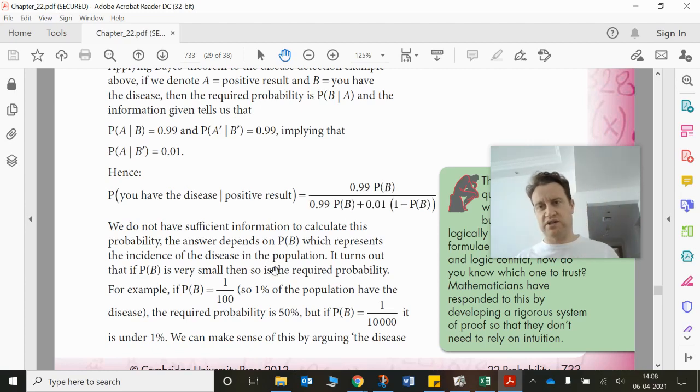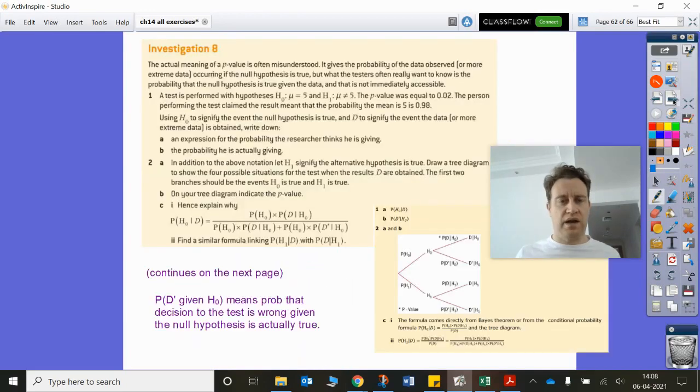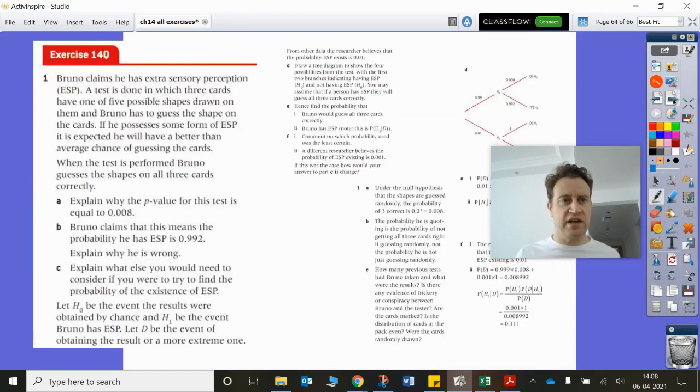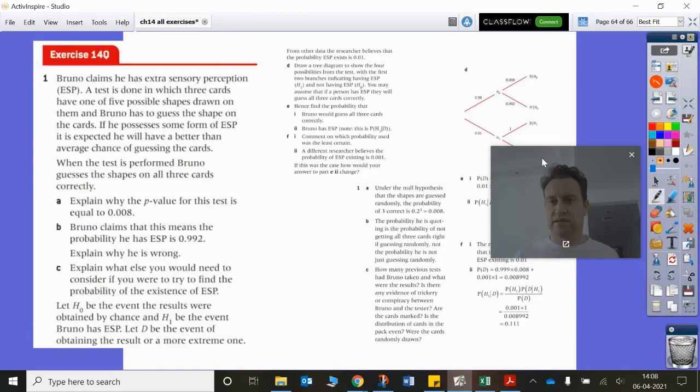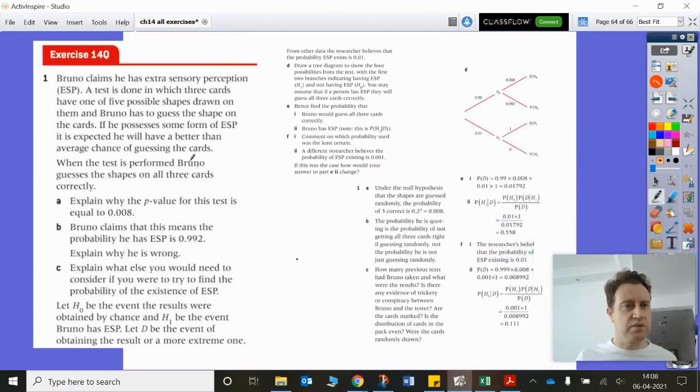So let's look at a question now from the book, and I'm going to skip the investigation there, but I'm going to look at this example here. So let's just take that down there. So we'll look at this example here, where we're talking about Bruno claiming he had extrasensory perception. Okay, this is a bit of a silly example, really, but I figured you'd want to know how to do the questions from the book.